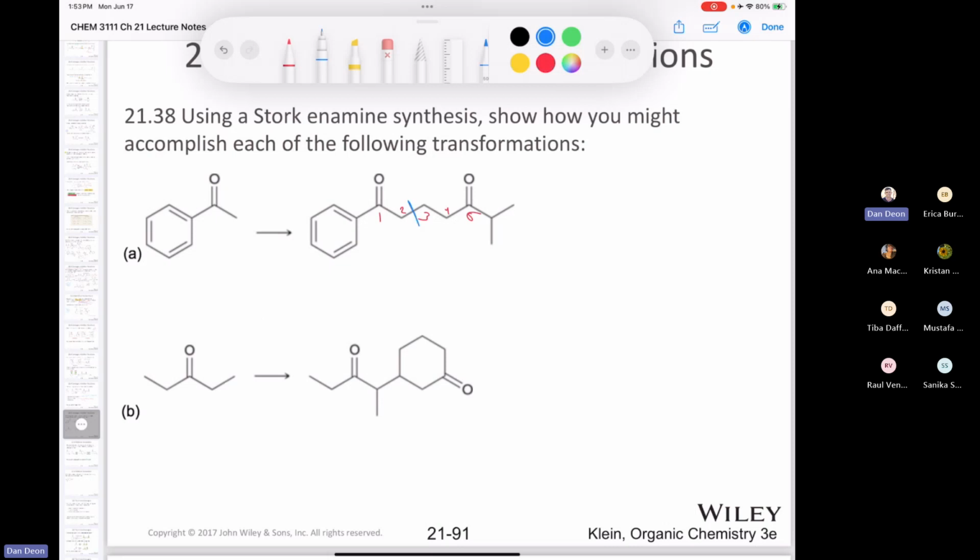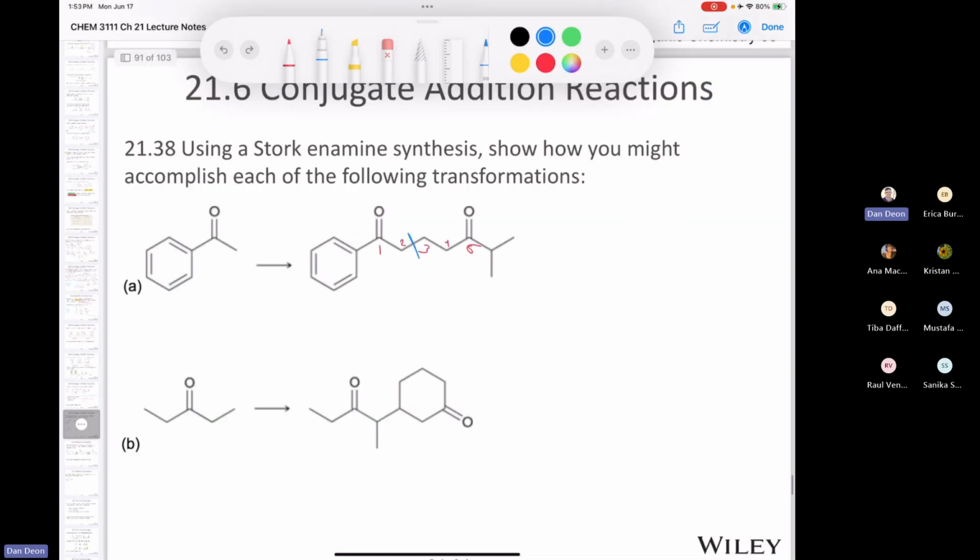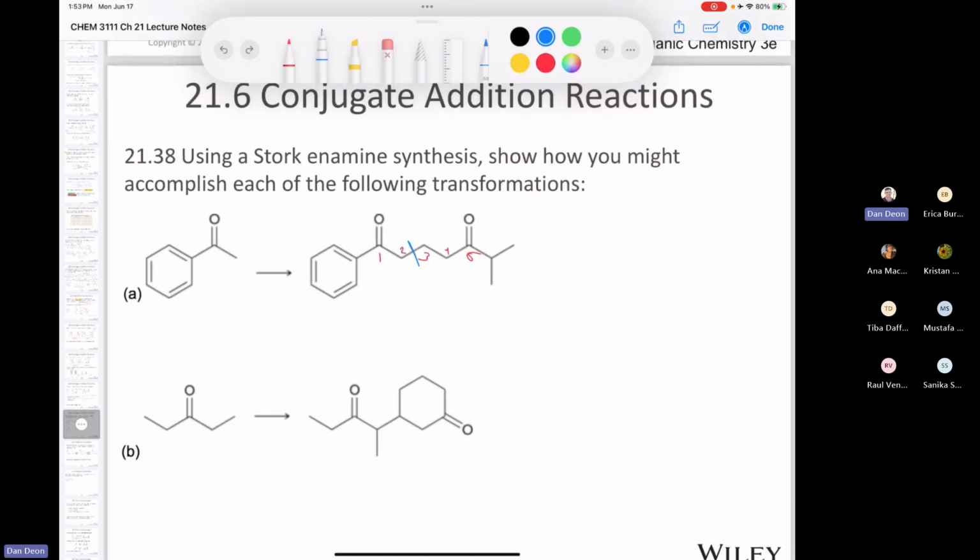3 like this. Right, we know that this is not a good Michael donor, and we're making a 1,5-dicarbonyl, so we want to use the Stork enamine synthesis. So what's the first step going to be? It's going to be to make the enamine. So we're going to use dimethylamine, a catalytic amount of acid, and then of course I'll just write here negative H2O, right?